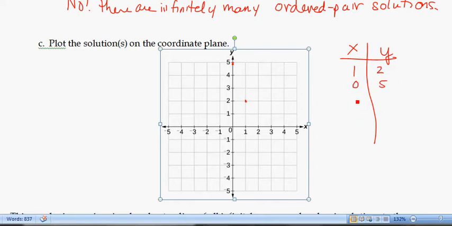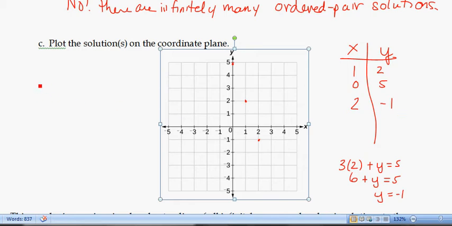We could pick another point, like if x is 2, then we'd have 3 times 2 plus y equals 5. So 6 plus y equals 5. And so subtracting 6 from both sides, we get y equals -1. So we could keep doing this, but it's going to take an infinite amount of time, right? It's going to take an infinite amount of time for us to get this.